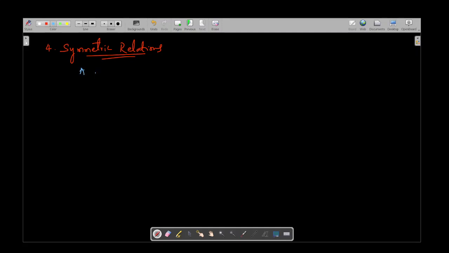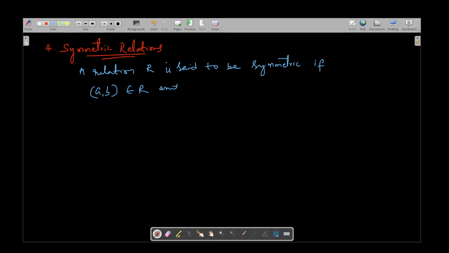A relation R is said to be symmetric if both (A, B) and (B, A) belong to R. So what does it mean? We'll take an example to understand this.